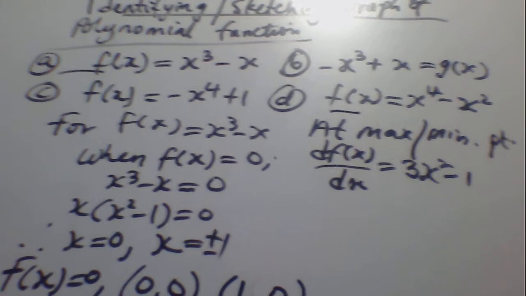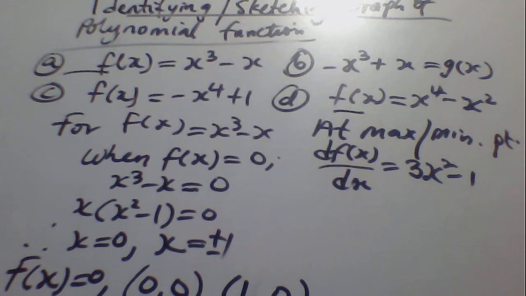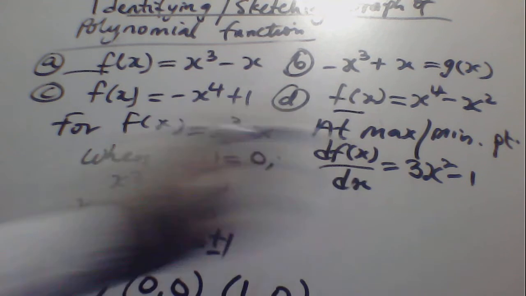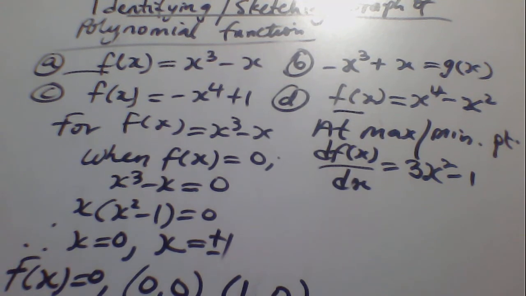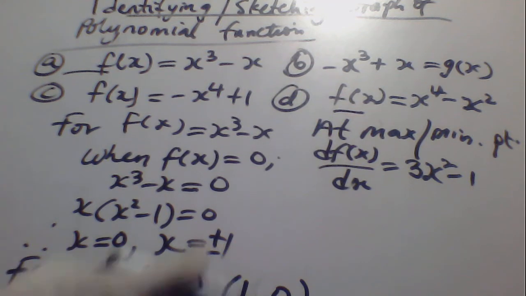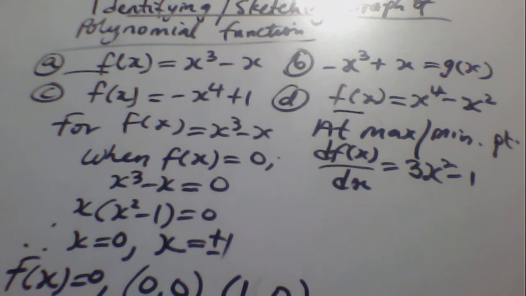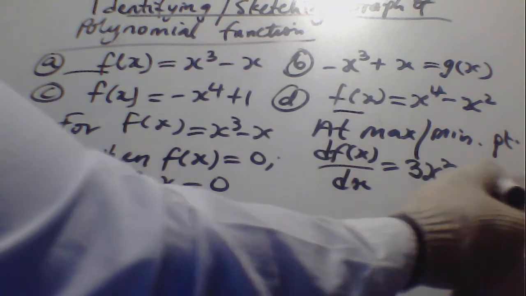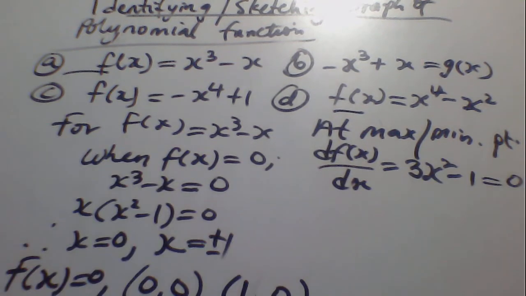I don't know if you are an advanced student in mathematics, but this part requires knowledge of calculus, differentiation, in order to determine the turning point. You have already gotten the intercepts of the function on the x axis. The next is to find the turning point. So f prime of x is equal to 3x squared minus 1, and that will be equal to 0.